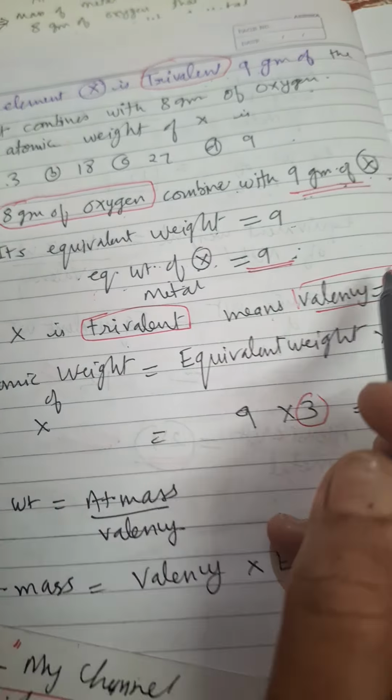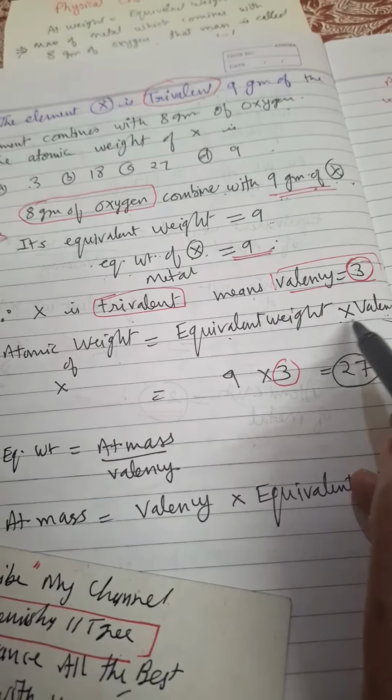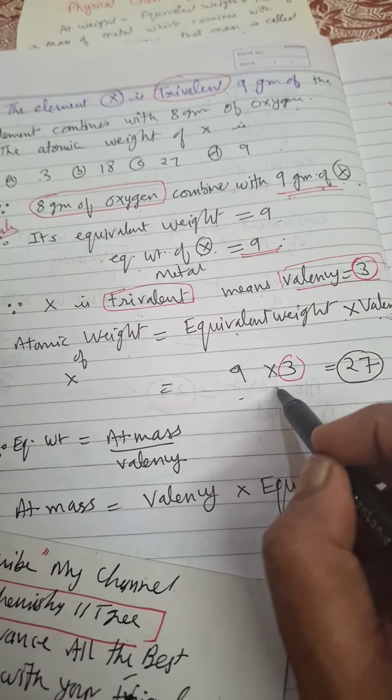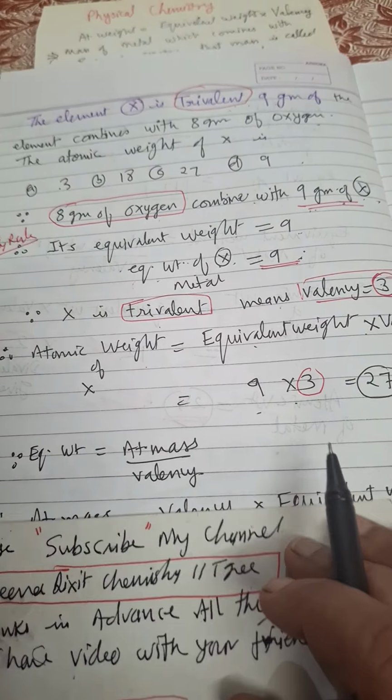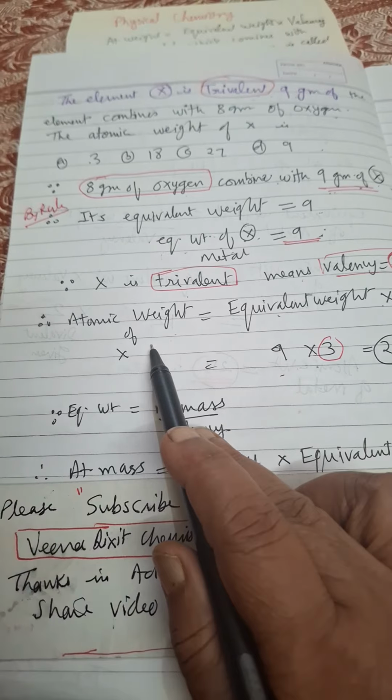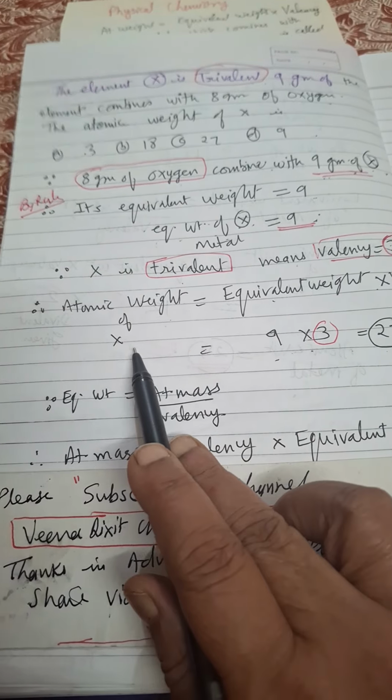3 valency. So atomic weight is equal to equivalent weight multiplied by valency, that is here 3. So 9 into 3 is equal to 27, because equivalent weight is 9 and valency is 3. So 9 multiplied by 3 is equal to 27, and this is the atomic weight of the metal X.